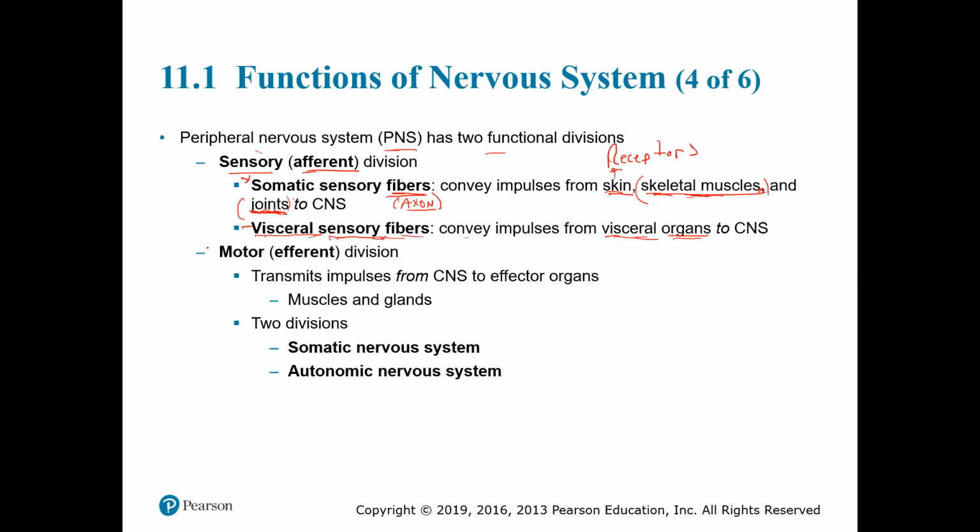So motor, now here we go. Motor is coming from the CNS, and that's efferent. So get those terms down. And they're going to an effector. And the effectors are the three muscle types and glands. So you have two divisions of the motor part. You have the somatic nervous system, and this is really important right here. The effector of the somatic nervous system is only one place. The motor, it's skeletal muscle.